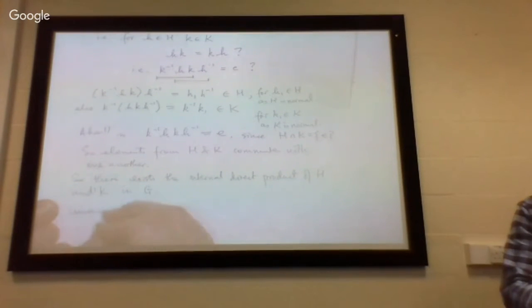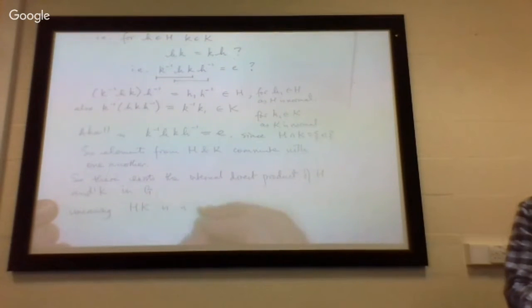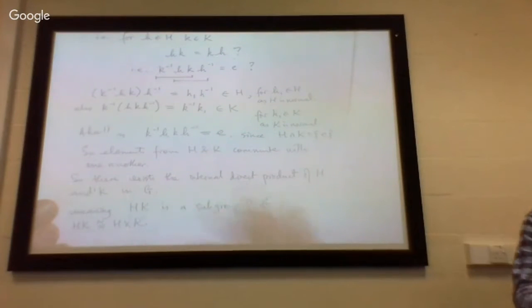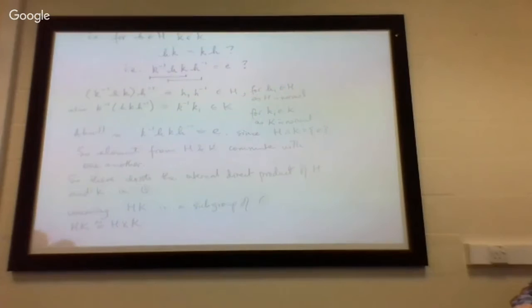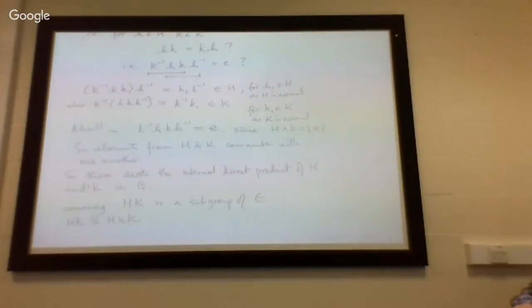Meaning, H times K is a subgroup of G, and HK is isomorphic to the external direct product of the two groups. It's isomorphic to, well, it's equal as a set, well it's bijective as a set with the Cartesian product of H and K.